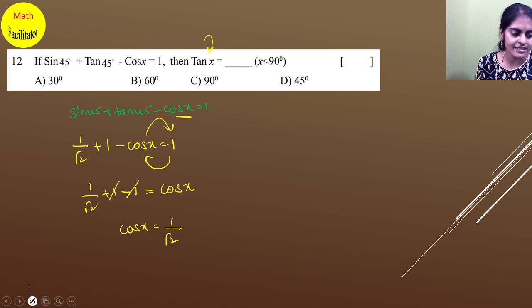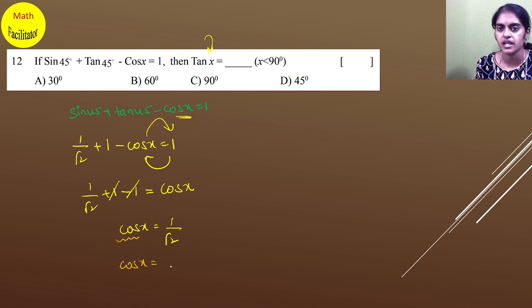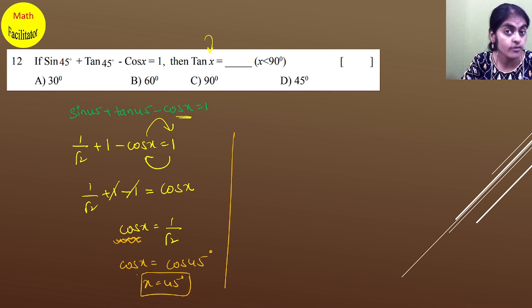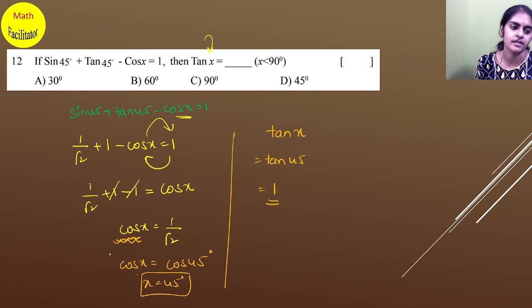Whenever you get something like this, now here you have cos, so try to convert this 1 by root 2 also in terms of cos. We know cos 45 is 1 by root 2. If you have cos here, you will try to write in terms of cos. If you have sine here, you will write in terms of sine. Since both are cos terms, I can equate the angles. Cos x is cos 45, which means I can equate the angle. So x I got as 45. Now I need to find tan x. Tan x is tan 45, which is 1.